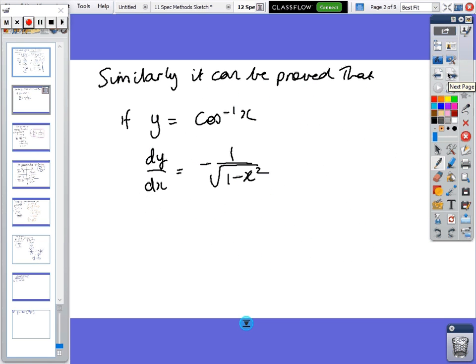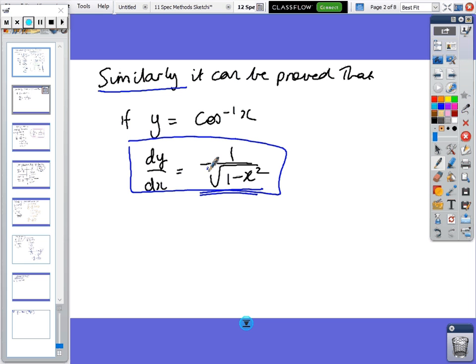Okay, so I'm not going to do the proof for cos, but you can actually show with the same proof that the derivative is minus 1 over root 1 minus x squared, and again, that's all you have to know at the end of the day, so copy that and come across when you're ready.